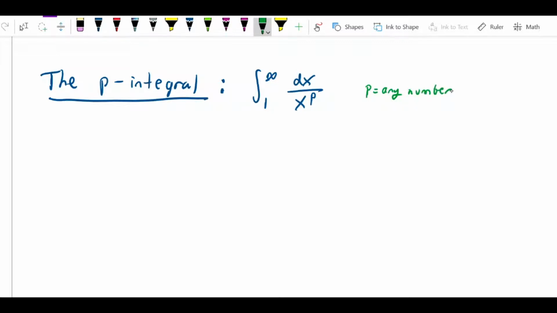So p can be any number, but what we want to do is figure out if there's something we can say about p that will tell us whether this integral converges or not. So what we're going to do is integrate this function for any value of p and see what we get. First thing we have to do is actually do this in cases. We have to do the case where p is not equal to 1. Let's do this as case 1.